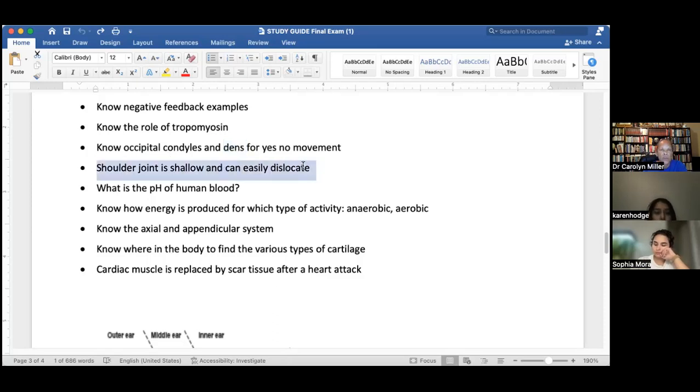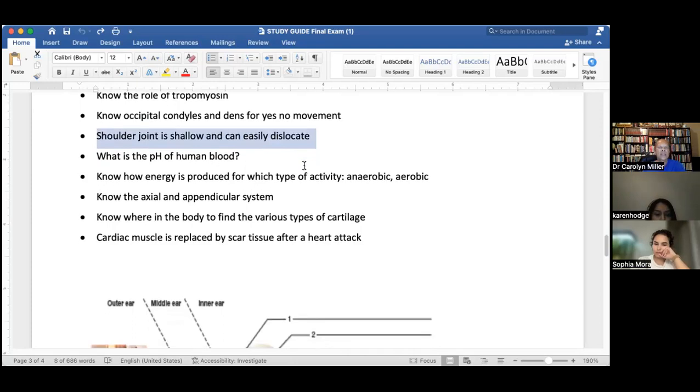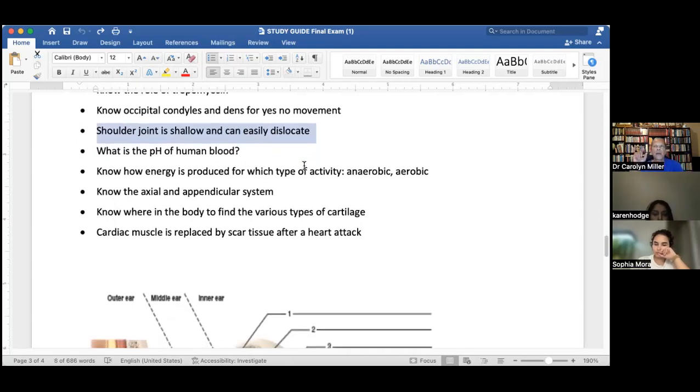The shoulder joint is shallow and can easily dislocate. We talked about the glenoid cavity being sort of like the golf ball on the tee, and that it's kind of shallow. So the head of the humerus just sits right in that glenoid cavity. We've got the labrum to pull it in, but it is designed that way so that we can do the 360, the circumduction movement, 360.